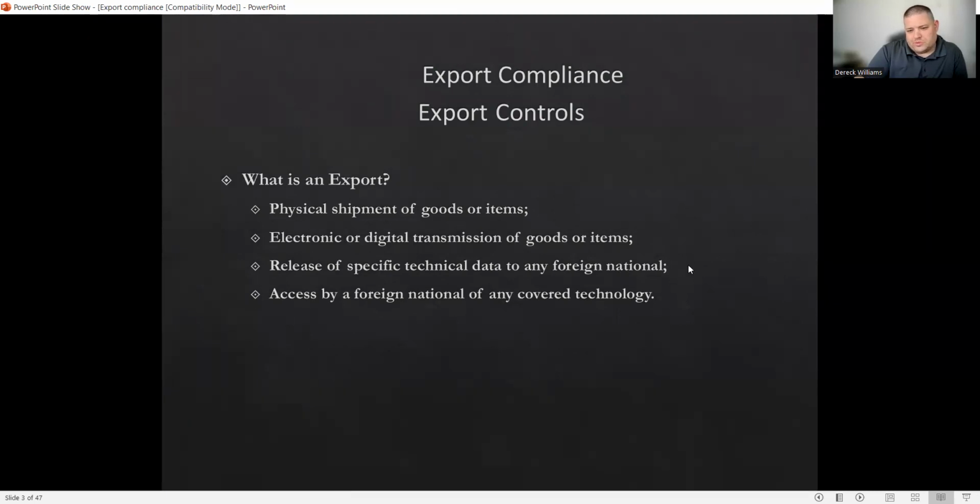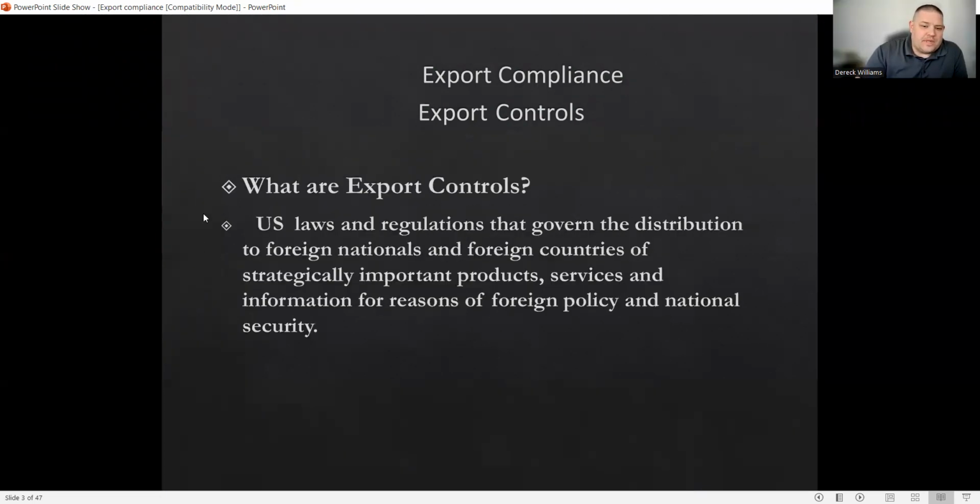I think most people are aware that that's what these laws are designed to prevent: export to foreign nationals, and access by a foreign national of any covered technology. So this is where you would have controls for who's allowed in your shop, what they're allowed to see when they're in your shop, and what kind of firewalls to have in place, etc. We'll dive into all of these in just a moment.